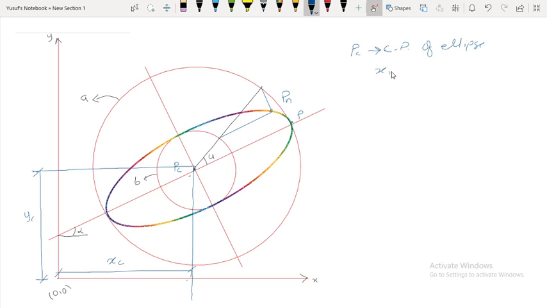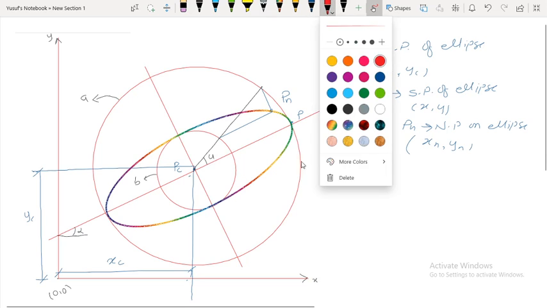So Xc, Yc are the components of the center point of the ellipse. Then P is the start point of the ellipse. It has components X, Y, and Pn is the next point on the ellipse, and it has components Xn, Yn. Here you can draw the components Xn, Yn.